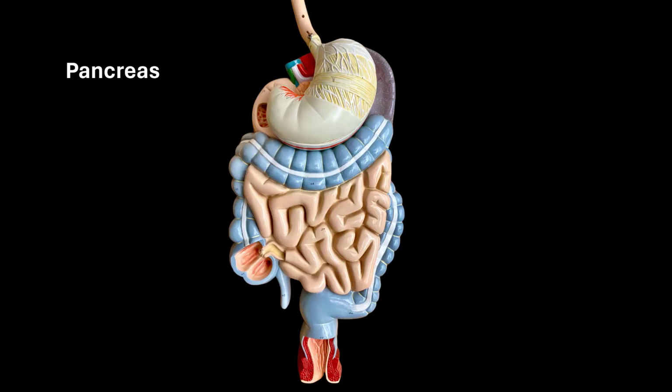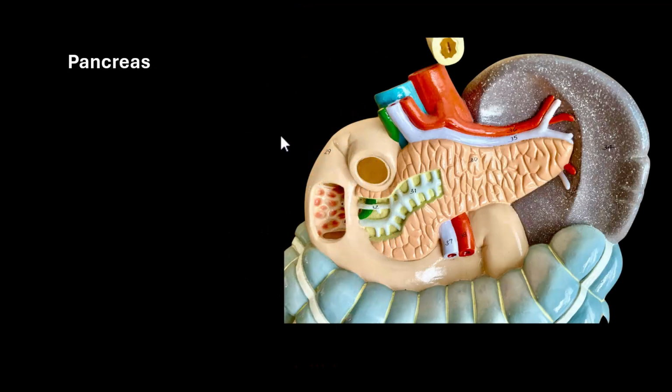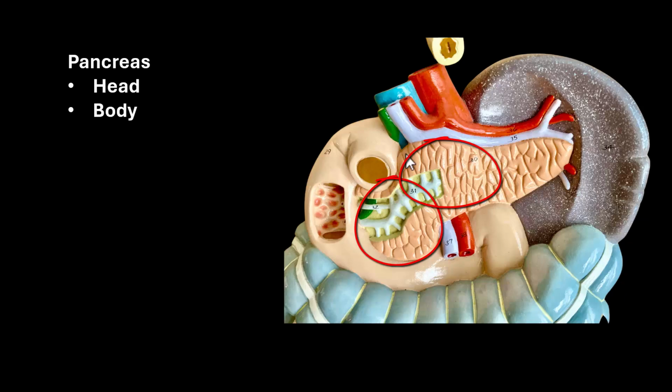Next, we're going to take a look at the pancreas. Now the pancreas sits right underneath the stomach, so if we pull the stomach out of the way, we can see the pancreas right here, kind of nestled in the duodenum. A little closer look. And we have the head of the pancreas, the body of the pancreas, and the tail of the pancreas.